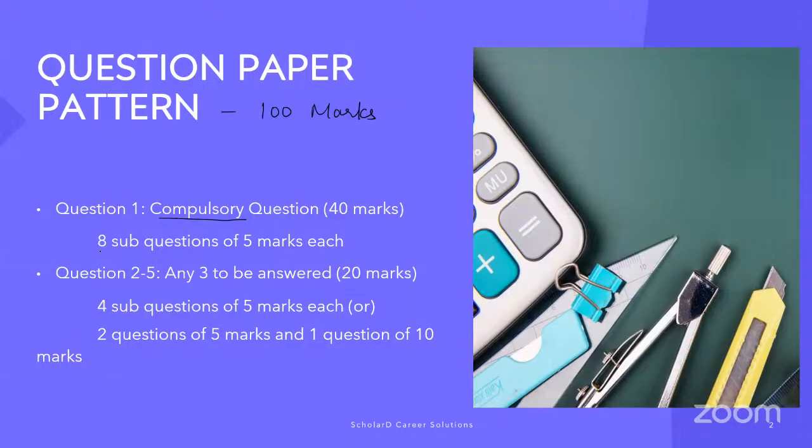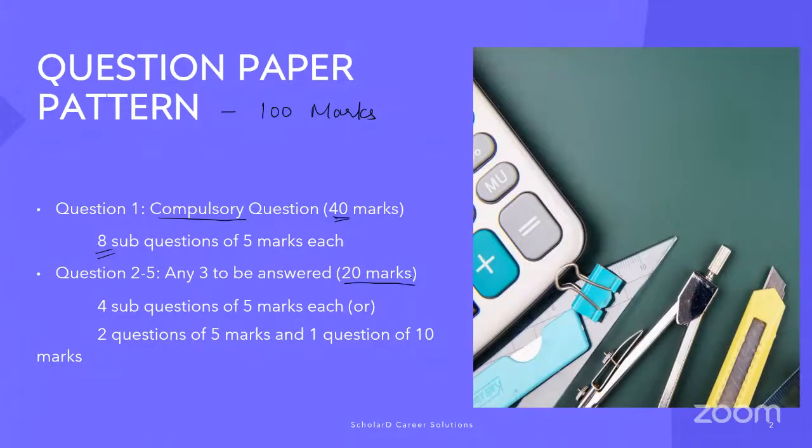Here, you will usually have, whatever I have written here is the usual pattern. Not necessary that it will be the same. Sometimes they'll change the pattern also. 8 sub-questions of 5 marks each will be asked in the main first question. I'll show you the question paper as well. You will have 8 sub-questions of 5 marks each, which is for 40 marks. Got it? Then we have 4 other questions.